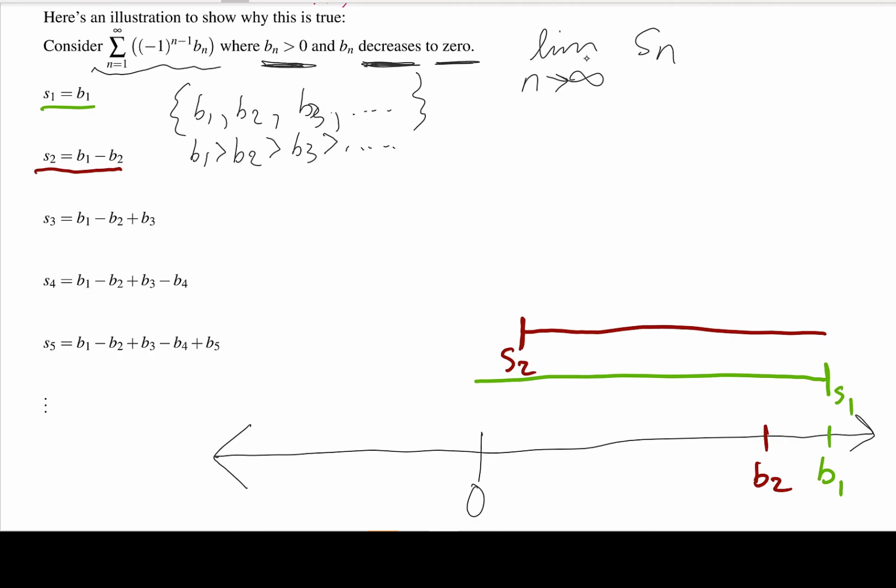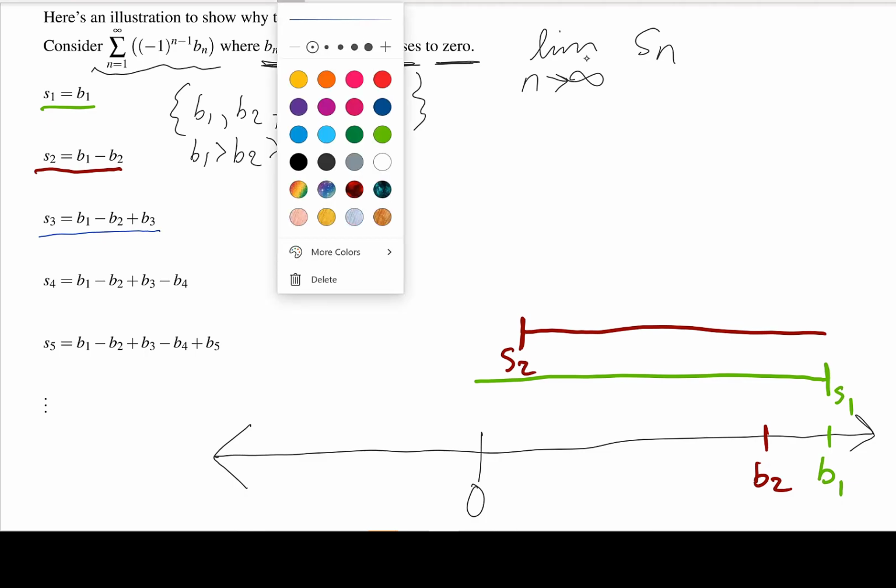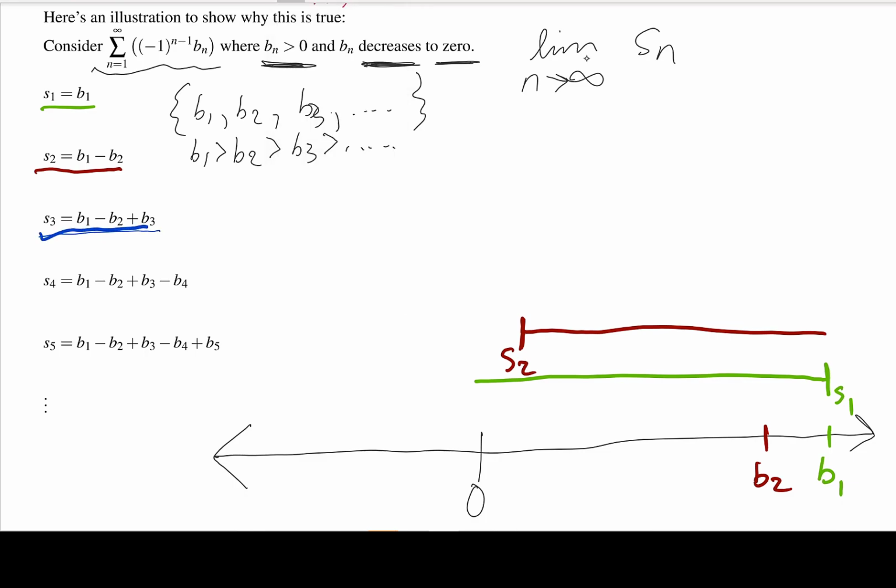If B2 lies here, then I'm subtracting off B2, so that would mean that S2 lies right here. Now I'm going to add B3. So we'll use a blue line right here. And we know that B3 has to be smaller than B2. Let's say B3 is right there. So then I'm going to add on this B3 line, and that means that S3 will lie right here. And we'll keep on doing this over and over again.